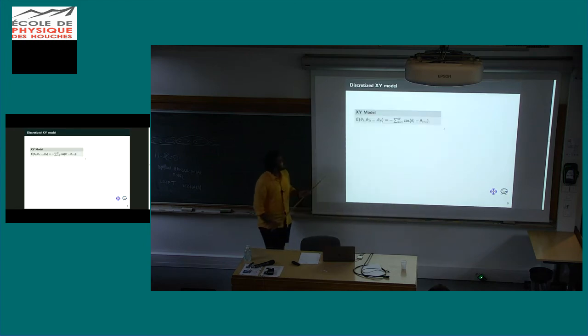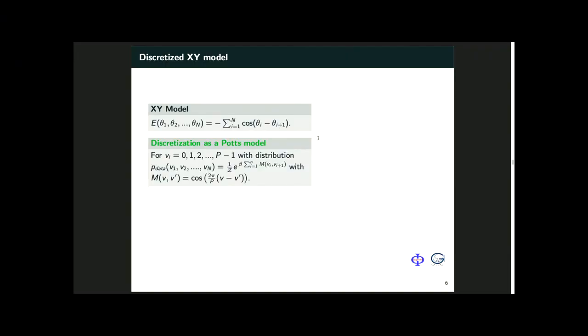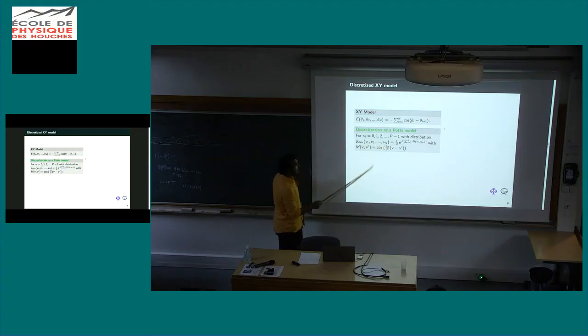Okay, now we move to another model. So the XY model, where you have cos of theta i minus theta i plus 1. What I will do is I will discretize this model as a Potts model. So now v i, the visible units, can take values from 0 to p minus 1. And the energy function is now a kernel which mimics the cosine. So it's really the label minus the next label. So it's just the discrete version of this. Again, the visible units can take p values. I will use p as 10 in this, and the same for hidden units.